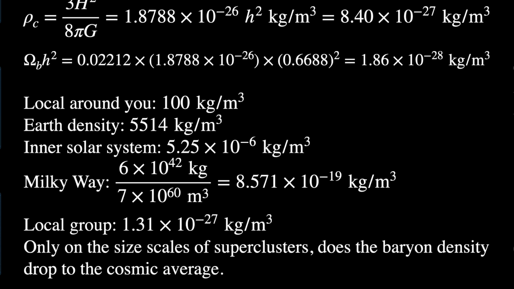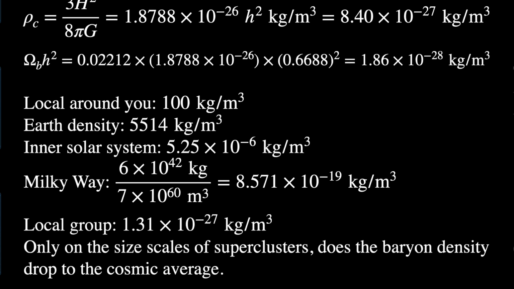Let's now expand the idea and look at the inner solar system and take about a couple of astronomical units out and look at mostly the mass of the sun that's inside of there. That drops the density down to about 5 times 10 to the minus 6 kilograms per cubic meter, but still that's really large. Let's get our size scale even bigger.